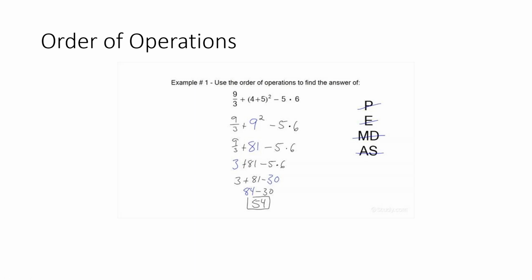Then we're going to do any type of multiplication or division. So you can see that we solved across the board here, and we simplified that division problem. 9 divided by 3 gives us 3. Then we have to tackle the multiplication. Again, when we go for multiplication or division, we're going to go left to right, so that's why we did this one first. And then for this one, 5 times 6 gives us 30. So now we have 3 plus 81 minus 30. Then we're going to do the addition and subtraction problems from left to right. So 3 plus 81 gives us 84. Then we go minus 30 and gives us our final answer of 54.